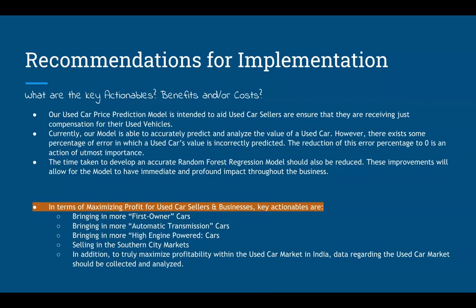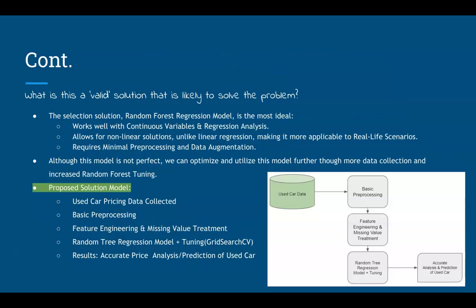So why is this a valid solution that is likely to solve our problem? The selected solution, ultimately being the random forest regression model, is most ideal because it works well with both continuous variables and regression analysis, it allows for nonlinear solutions unlike linear regression, making it much more applicable to real-life scenarios, and it requires minimal pre-processing and data augmentation.